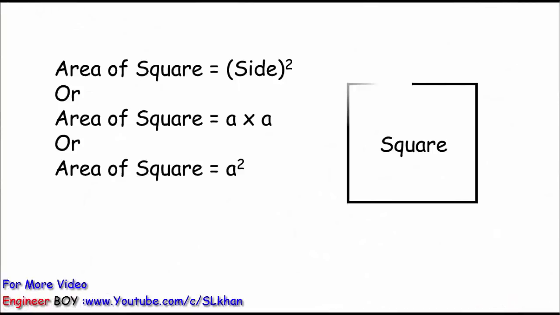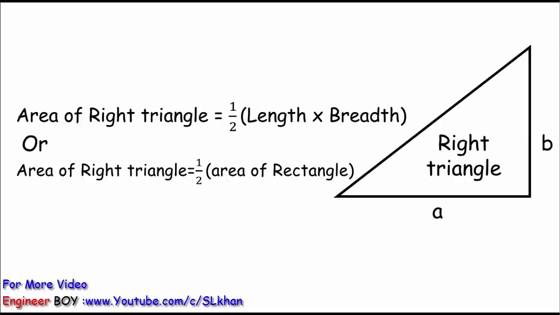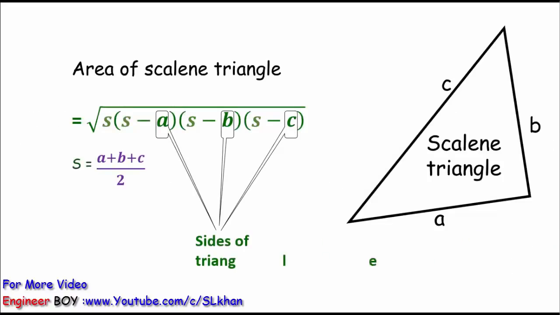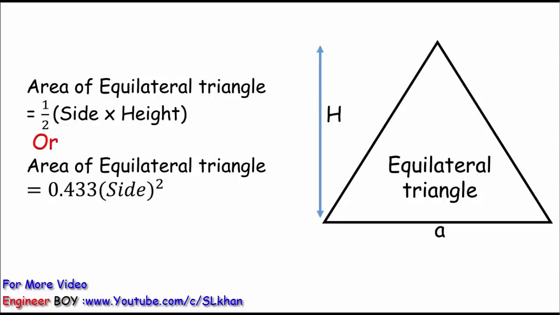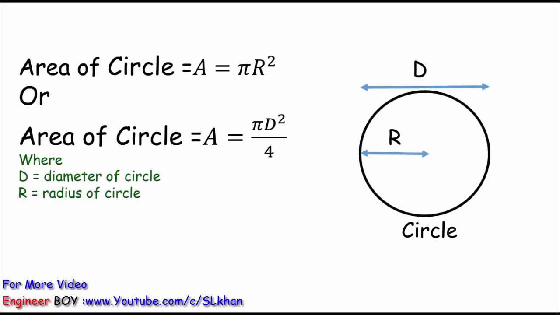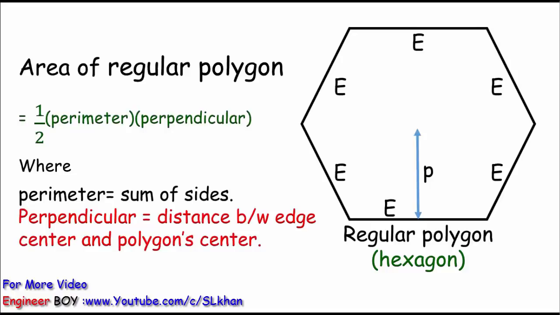Like an area of a square is its side square, area of a rectangle is the product of its two sides, like length times breadth. Area of a right angle triangle is one half of area of a rectangle, or one half base times its height. Area of a scalene triangle can be calculated with the help of Hero's formula, which I'm going to explain a little later. Area of an equilateral triangle can be found by the same formula as one half times base times its height, or 0.433 times its side square. Area of a circle can be found with the help of pi r square or pi d square divided by 4. Area of a regular polygon can be one half its perpendicular times its perimeter, and so on.